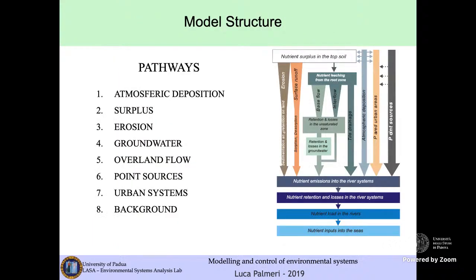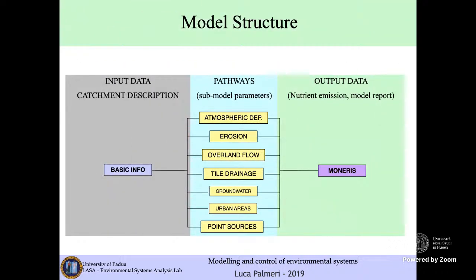Moneris is an example of a complex model in which we include a large set of pathways. These are the pathways considered by the model we are applying here: atmospheric deposition, agricultural surplus, soil erosion, groundwater, overland flow, point sources, urban systems, and the background. We combine all these layers with pathways in order to have an estimation of the loads generated by a portion of land on the receiving water system, the water body. The model structure is depicted in this slide. So we have input data, but essentially they are catchment description.